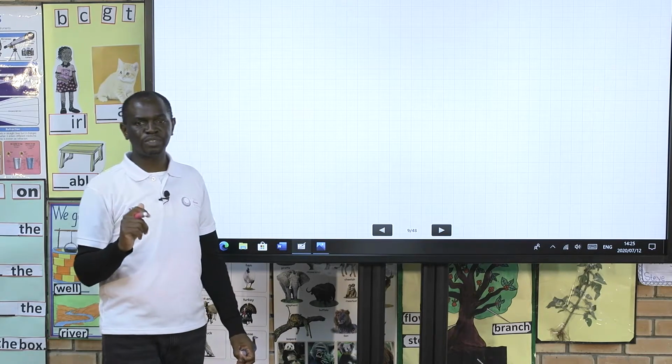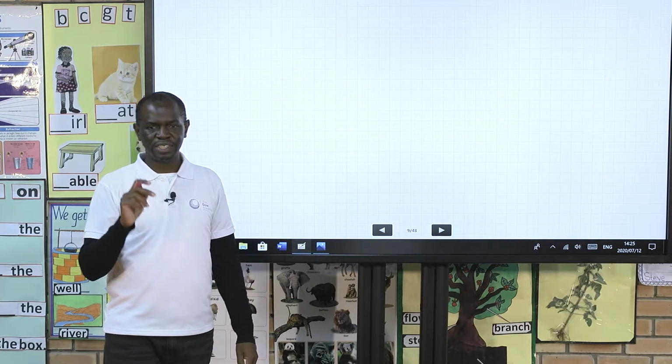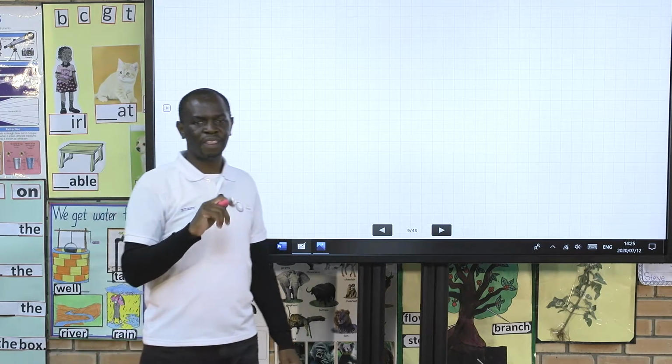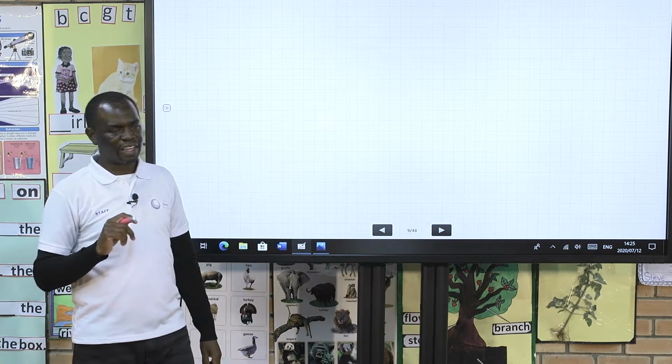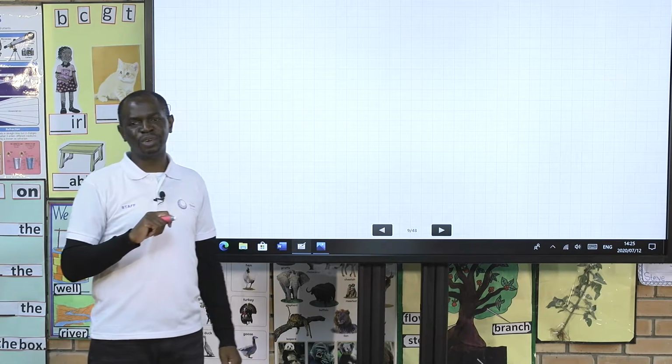The first thing that I want to tell you about a circle is that a circle is the only shape that does not have corners. And it's interesting, and I know you believe it. A circle doesn't have any corners.